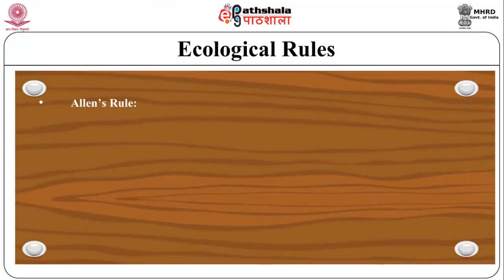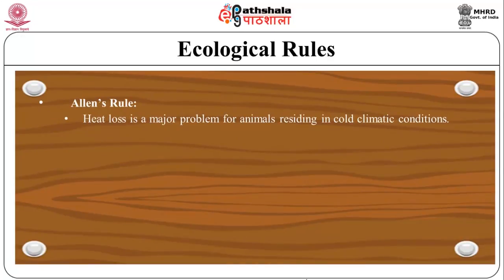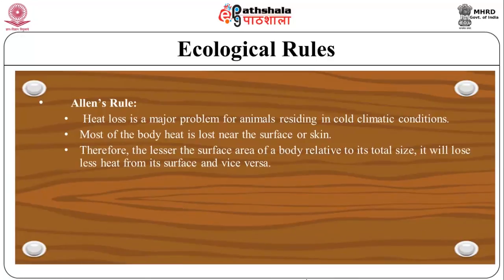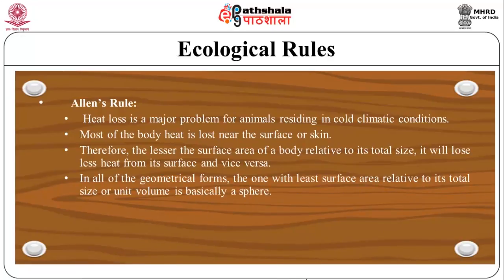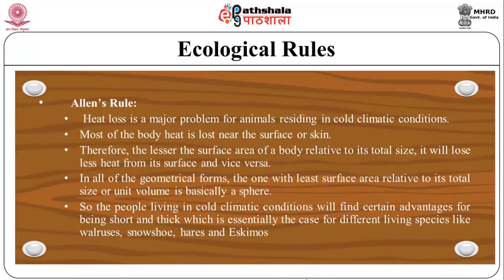Now, the first ecological rule is Allen's rule. Heat loss is a major problem for animals residing in cold climatic conditions. Most of the body heat is lost near the surface or skin. Therefore, the lesser the surface area of a body relative to its total size, the less heat it will lose from its surface, and vice versa. Of all geometrical forms, the one with the least surface area relative to its unit volume is a sphere. So, people living in colder climatic conditions will find certain advantages in being short and thick, which is essentially the case for different species like walruses, snowshoe hares, and Eskimos.